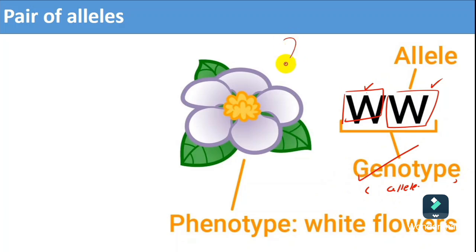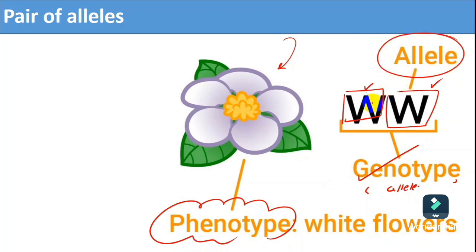But what we can see is called the phenotype. So phenotype is the trait that appears to us, the external shape that we see. So we have the genotype and the phenotype, but here focus on the allele. The allele is the letter or the symbol that expresses the gene itself.